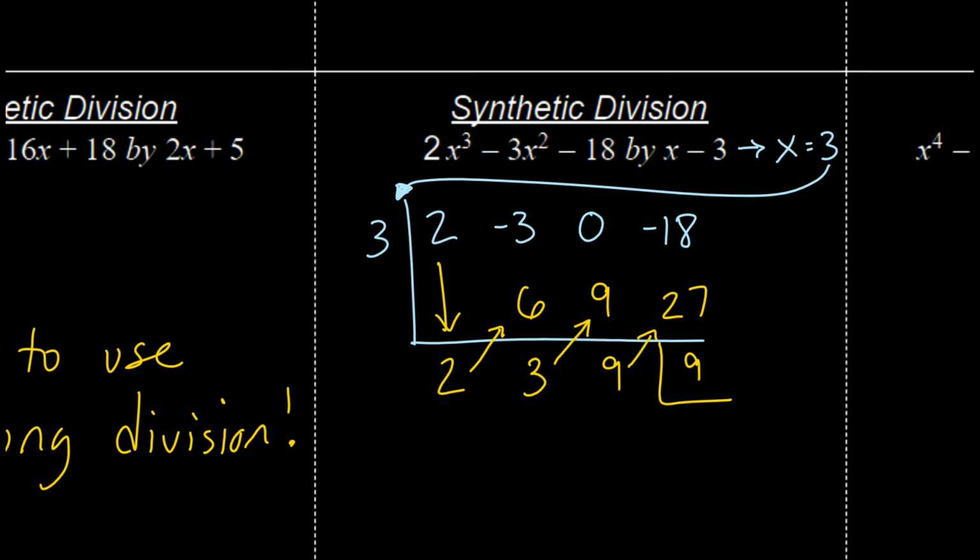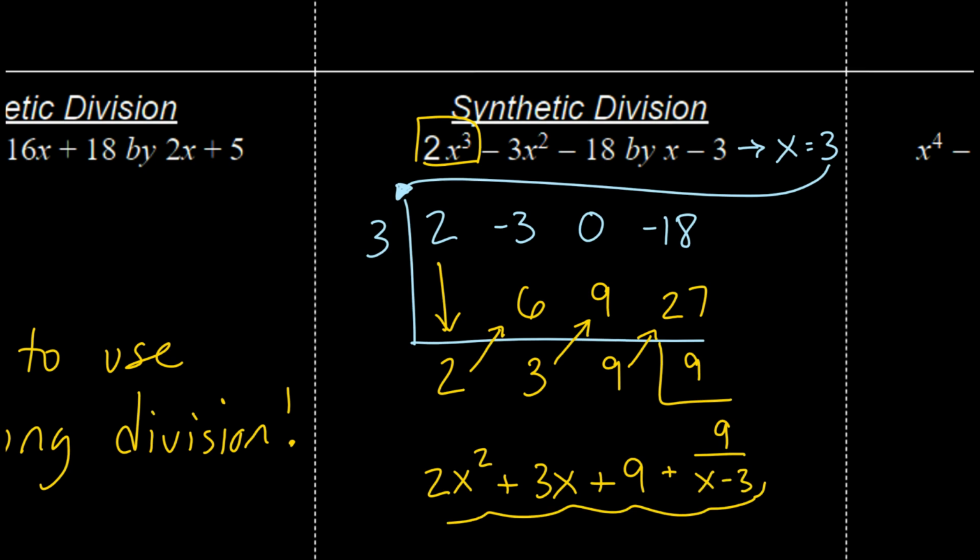9. Do these numbers look familiar? Yes. They should. You just did this problem, right? So my leading term is what here? 2x squared. Good. We went from an x cubed down to an x squared. Plus, what's the next thing? 3x. Plus 9, and then 9 over x minus 3. Exactly.